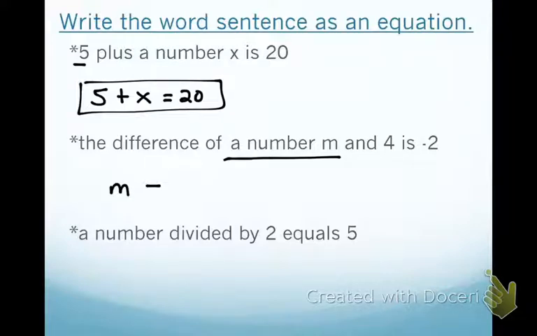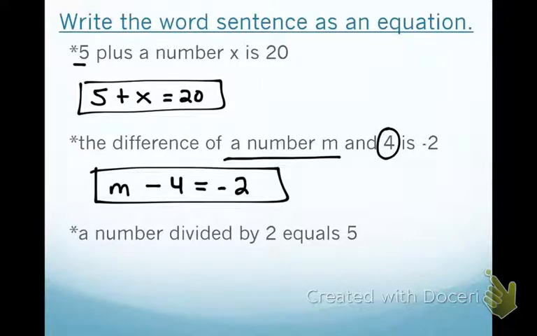Minus, what do you think should come next, Javaria? 4. Good job, because that's it right there. And then what else should I do? What does is stand for? Equals. Good job. That's another way to say equals. And what does it equal, Javaria? -2 is correct. We'll box it in.